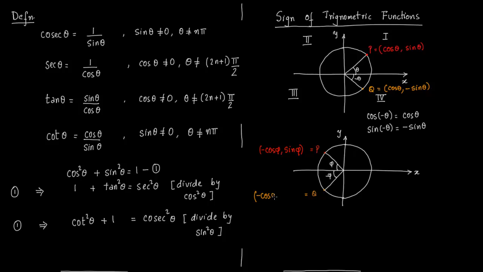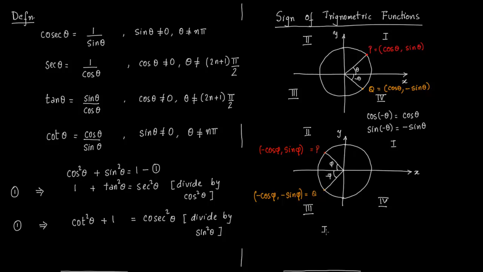What about point Q? Point Q again has two coordinates. Again it is the negative x axis, so minus cosine of phi, and the negative y axis, so minus sine of phi. So you see sine is negative in the third quadrant and it is positive in the second quadrant. So now you can see sine is positive in the first quadrant, positive in the second quadrant, negative in the third quadrant and negative in the fourth quadrant. What about cosine? Cosine is positive in the first and the fourth quadrant and negative in the second and the third quadrant.